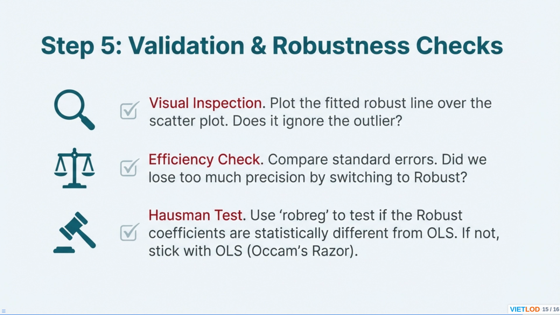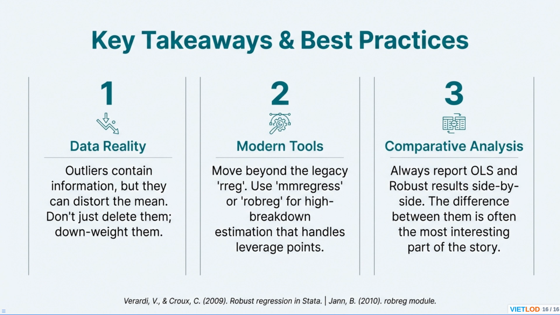First, remember the reality of data. Outliers are not simply errors. They often contain valuable information about unique events or subgroups. The goal is not to delete them, but rather to downweight their influence so they do not distort the underlying general structure of your model.